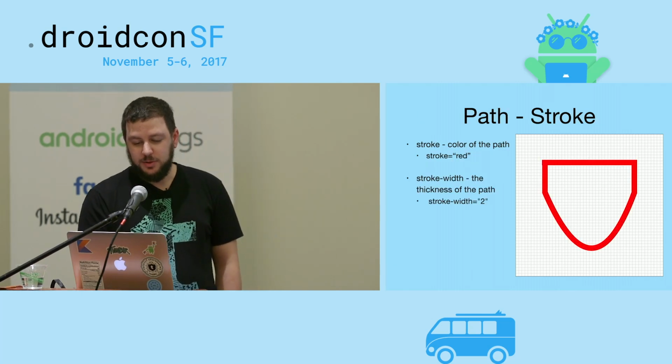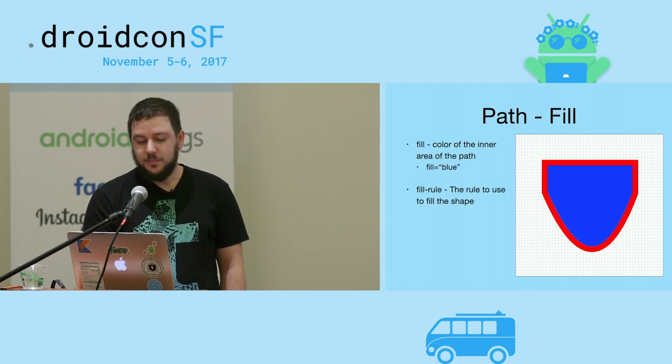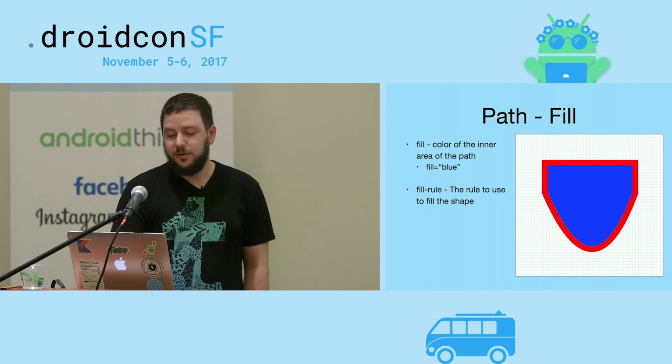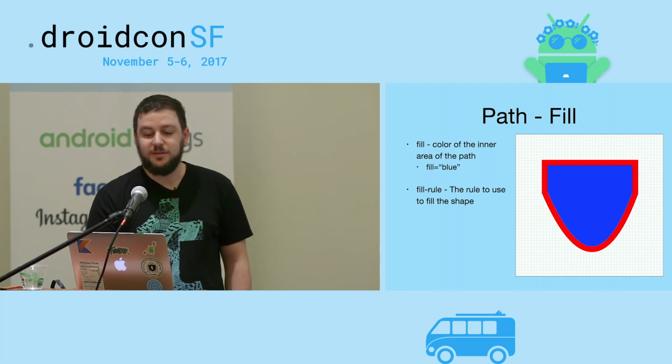The stroke attribute defines the color of the path, while the stroke width defines the width of the path. And the fill attribute describes the color used to fill the shape. The fill rule describes the strategy used to fill the shape, and we'll come back to this in a bit.